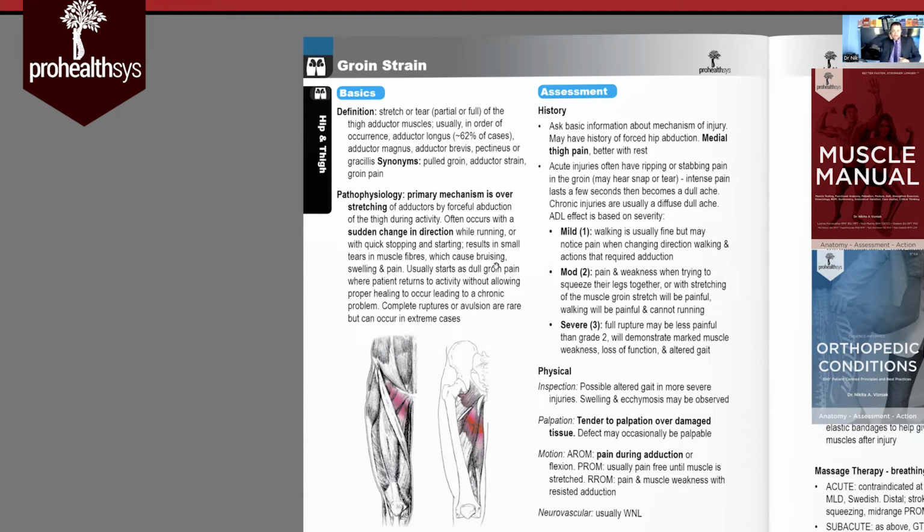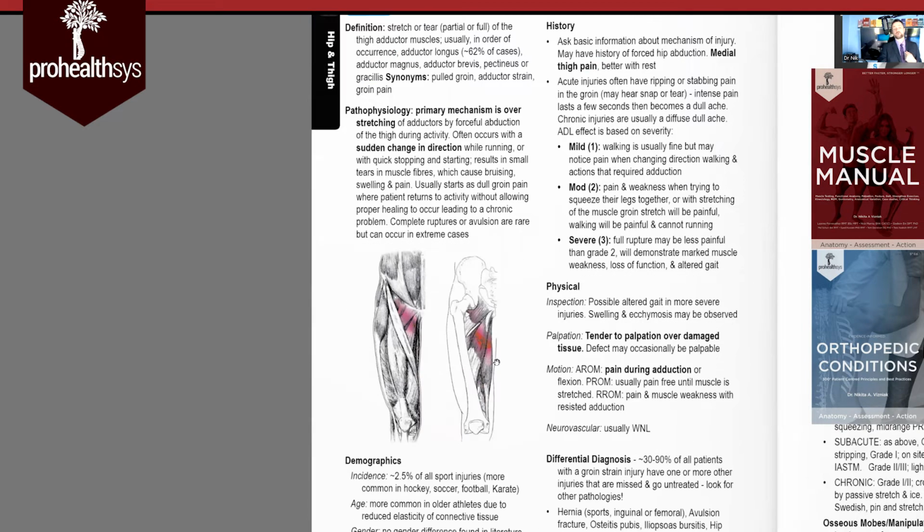So it's often secondary to a sudden change in movement. So a cutting or legs slipping out to the side or whatever it is. If you don't have good cleats, or, I like to do a lot of barefoot running sports, if you're running around and slipping around on your feet a little bit, it can happen there. Usually starts as a dull ache in the groin. Healing can lead to chronic problems. Complete ruptures or avulsions are pretty rare, but they can happen. But if you've seen a more severe injury, you'll see substantial bruising in the area as well. And that's a pretty nasty injury itself.